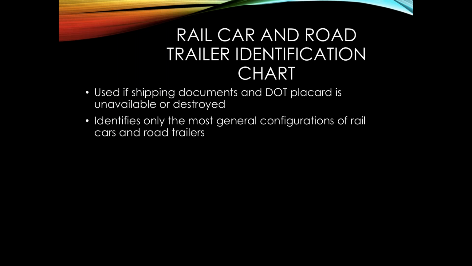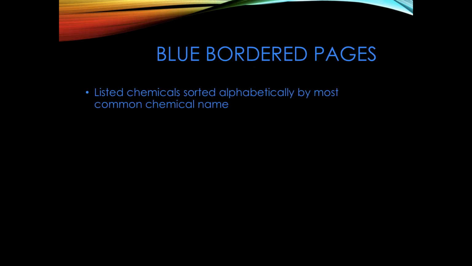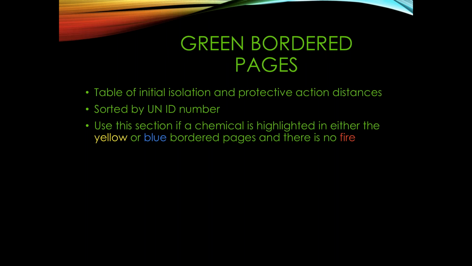All right, so the yellow bordered pages list chemicals by UN ID number. UN is United Nations. So the ID number is listed in the yellow section in numerical order. The blue bordered pages list chemicals in alphabetical order by the most common chemical name. The orange pages are for safety information. And the green bordered pages, this is where things become difficult. You ready for this? The table of initial isolation and protective action distances sorted by UN ID number.